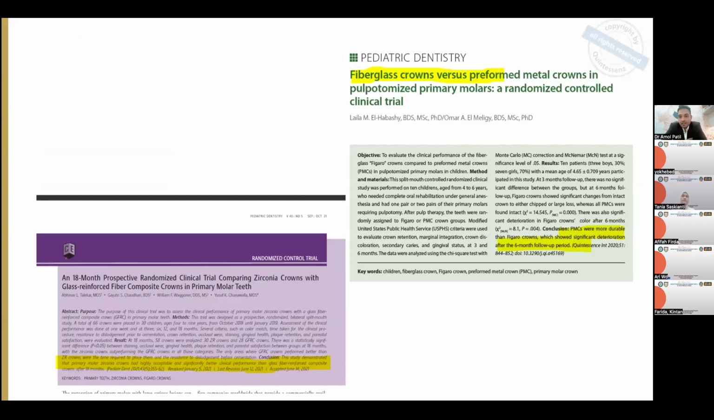I have already spoken about the Figaro crowns. Figaro crowns were launched in 2018. There were multiple trials carried out with these crowns. Like the trial was carried out in 2020, about 6 month follow-up comparing Figaro crowns with the metal crowns. And within 6 months, the Figaro crowns have shown deterioration. In the same year, one more clinical trial was carried out comparing zirconia crowns with the Figaro crowns. Again, they stated that Figaro crowns did not last more than 6 months of time period, because of which they are out of the market right now.